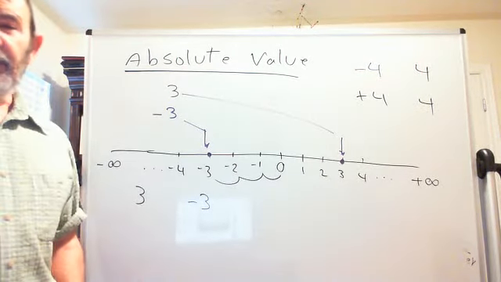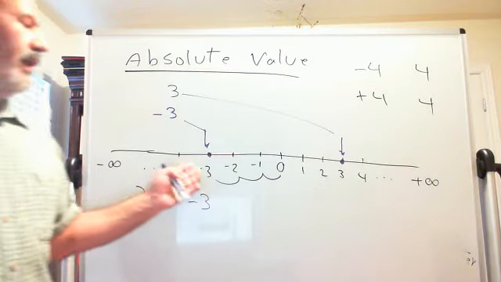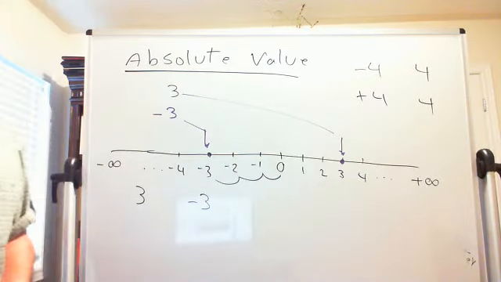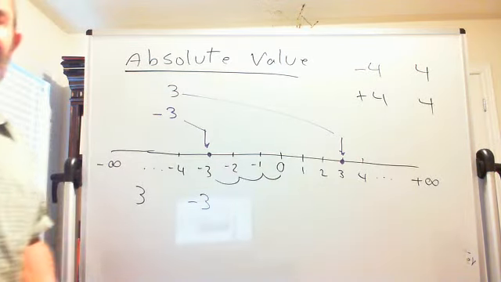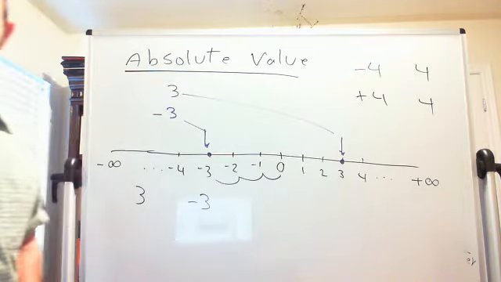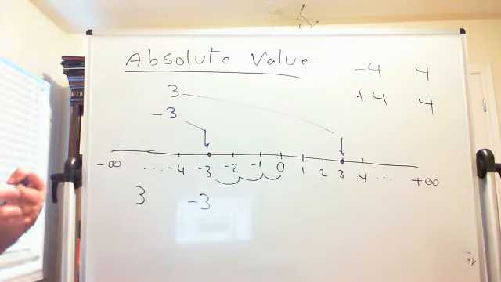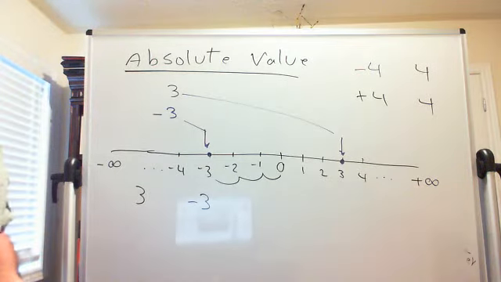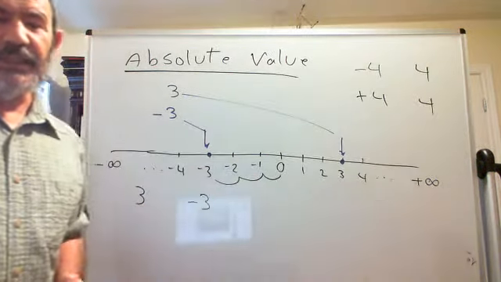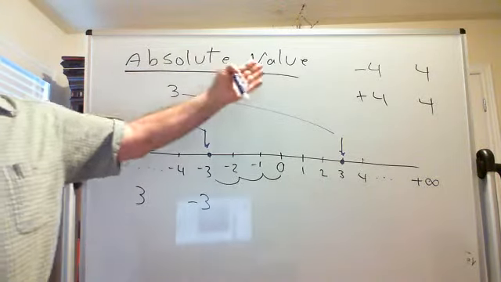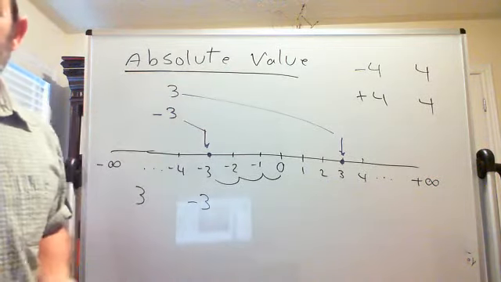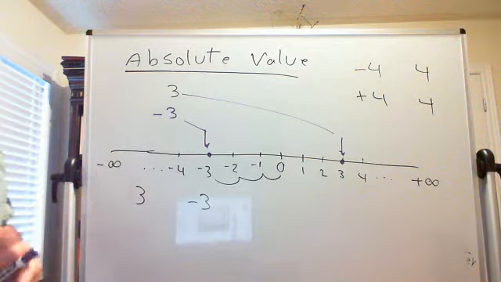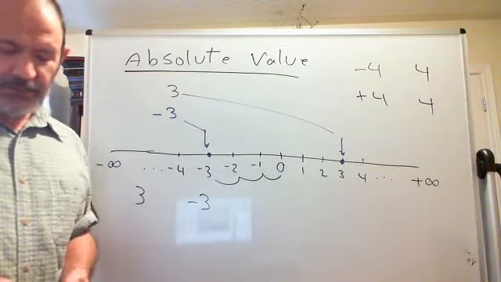Now, as I told you, when we don't care about the location of the number and we are looking only for the distance of the number from 0, clear? We don't care about the location. We don't care about the sign. We just care about the distance from 0. In this case, we use absolute value. Absolute value means we don't care about the location. We just care about the distance from 0.